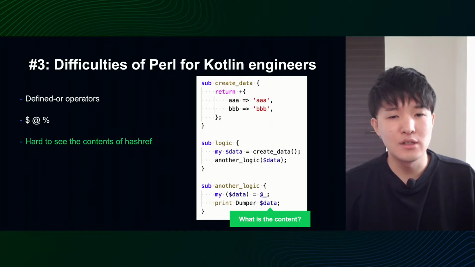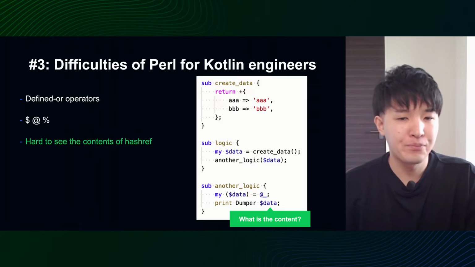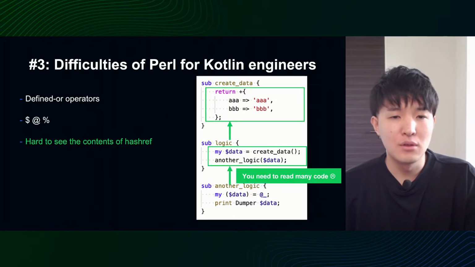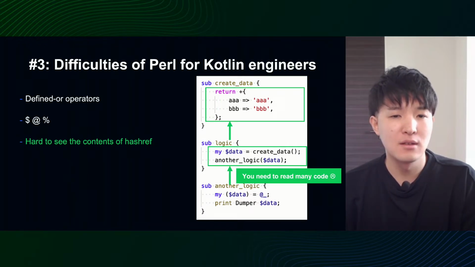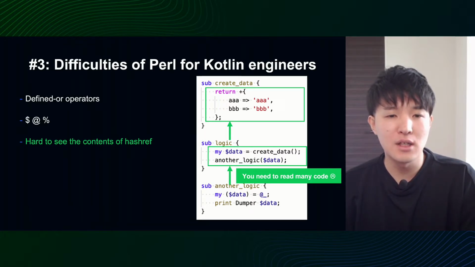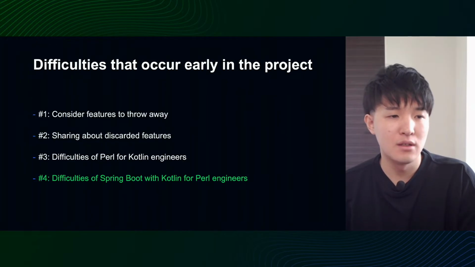At the bottom, you see sub another logic. Sub means subroutine, equivalent to functions in other languages. But what is the content of dollar data? In order to know it, you have to find the code which calls another logic. In the middle, you see logic. And you find that it is used in create data, so you then go to find create data to understand what's inside it.